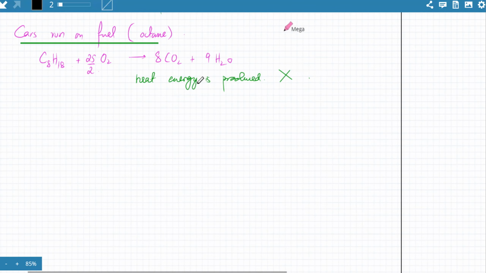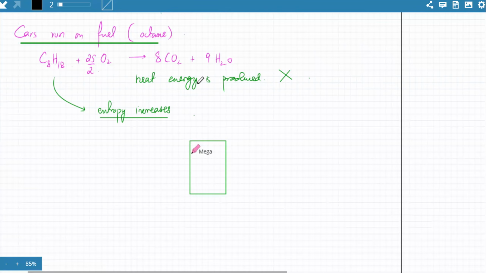The reason the car runs is that when you burn octane, a lot of disorder is created. Or rather, entropy increases, and that is exactly why a car runs. It runs because of entropy change, and I'm going to show you how. Cars have pistons, and those pistons make the car run.